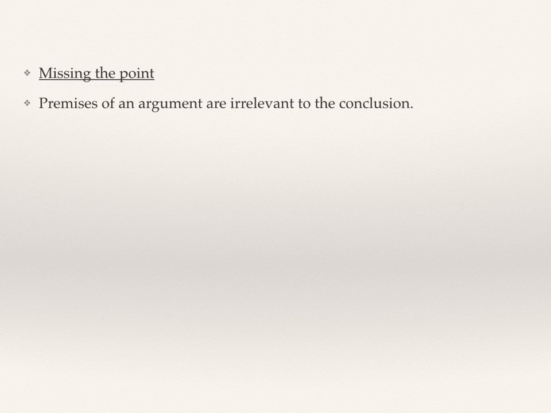Next fallacy is called missing the point. And what we have here is that the premises of an argument are irrelevant to the particular conclusion that is being drawn. So, for instance, as we've seen from the very first section, the premises are reasons for a conclusion. So these premises support a particular conclusion. So the premises of an argument are irrelevant to the conclusion, meaning that they might support another conclusion, but not the particular conclusion that is being asserted in a particular statement or position.